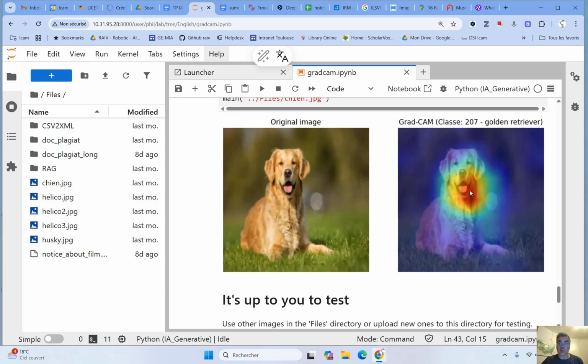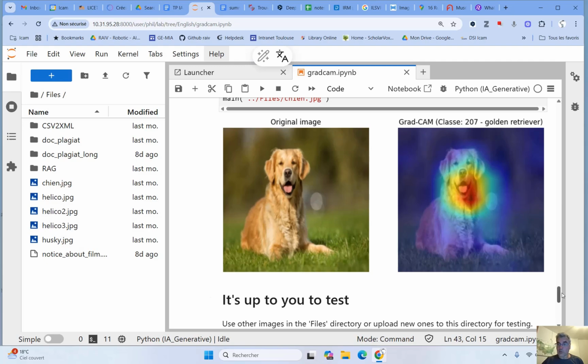And it's logical to focus on the head of this animal. It means that the algorithm classifies with good information. If it's not the case, if, for example, instead of highlighting these pixels, we have these pixels, it means that the algorithm focuses on the grass to take the decision that this image is a golden retriever.